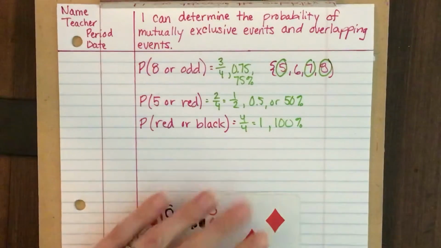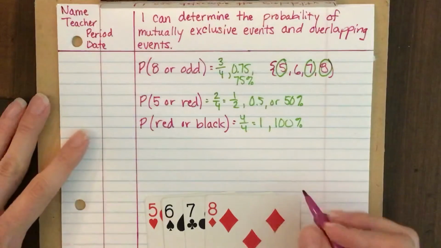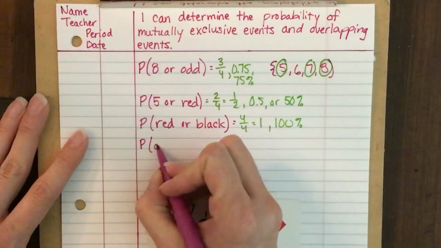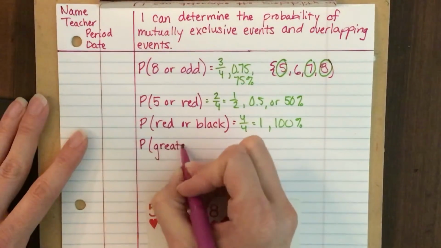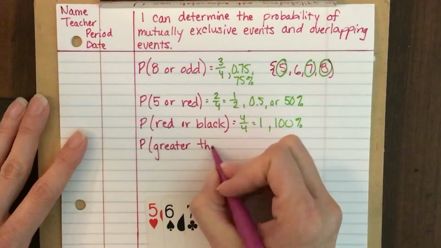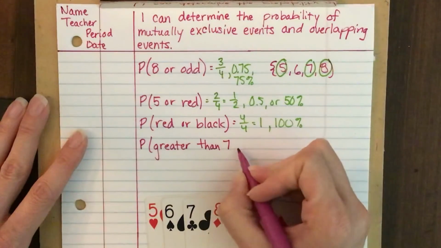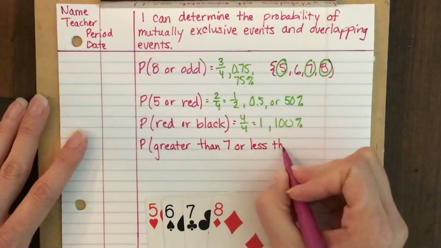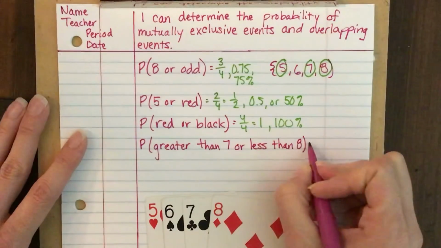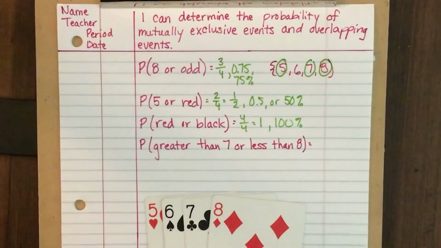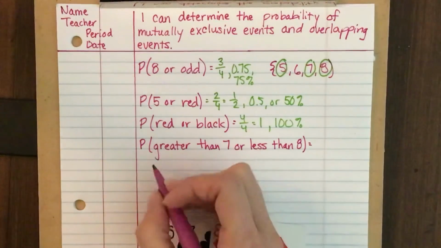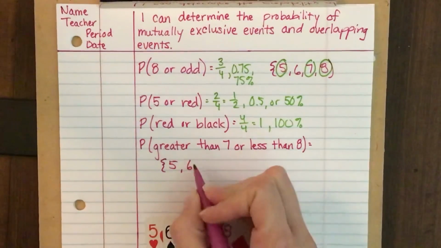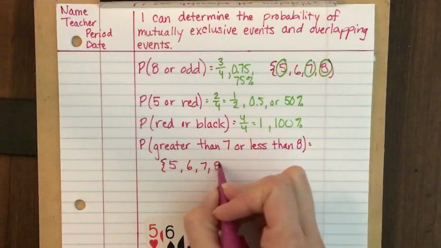Okay. Let's take a look at one more quick example, and then I'll have you guys start on your IXL code for the day. Let's do the probability of a number that is greater than 7 or less than 8. Okay. For this one, I'm going to write out the sample space. Okay, the numbers are 5, 6, 7, and 8.